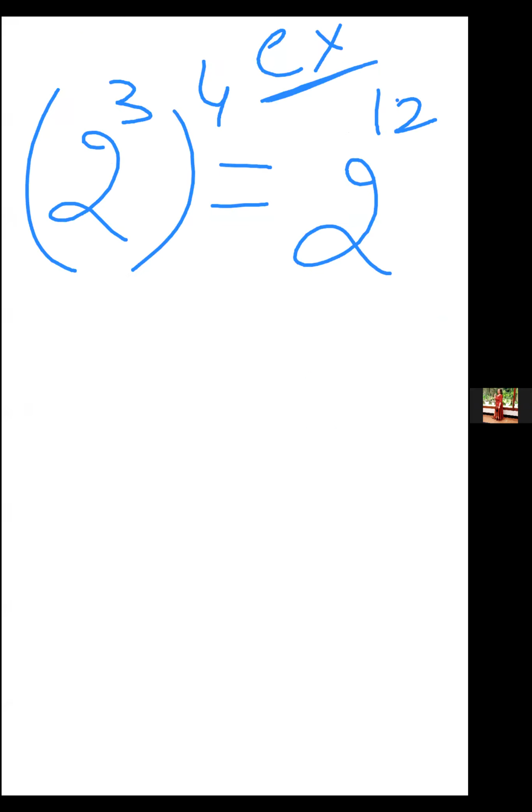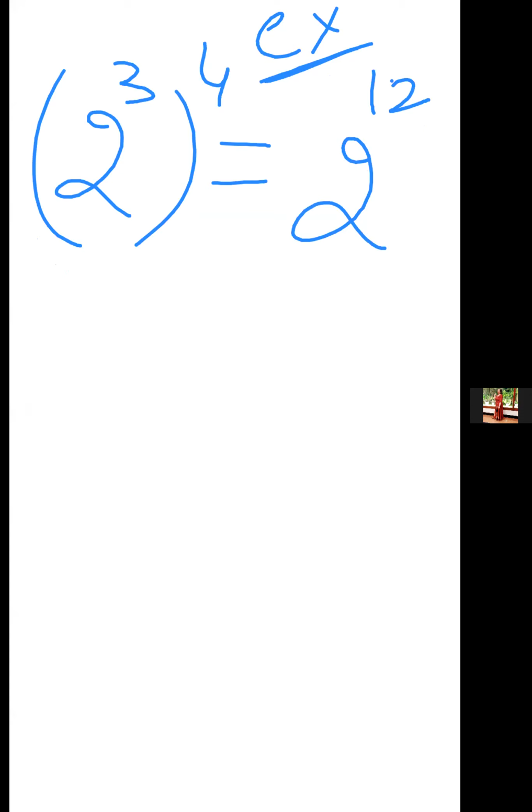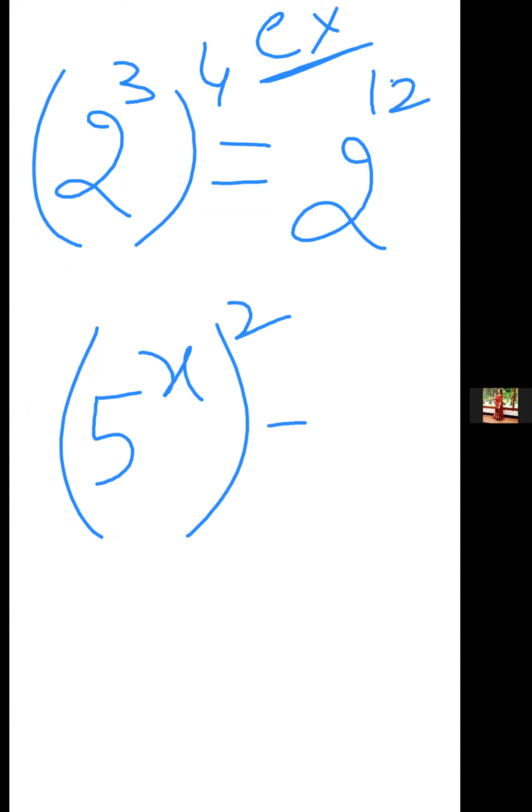Now see again. If I write 5 raised to power x and whole raised to power 2, so what will be the answer? So x and 2 is multiplying, no? So answer is 5 raised to power 2x. Understood the two laws? Again, I am repeating.